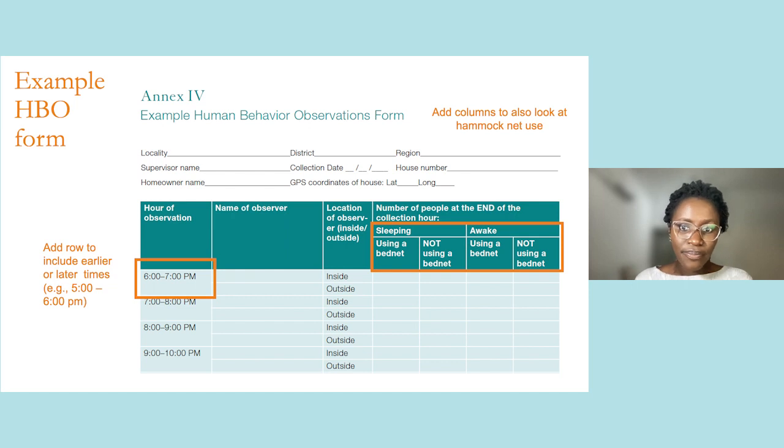You can adapt this form based on the specifics of your planned human behavior observation activities. For example, you may want to add or delete the hour of observation rows to match your earlier or later hours of collection. Or you may want to add columns to the table to look at hammock net use if that is common in your area.